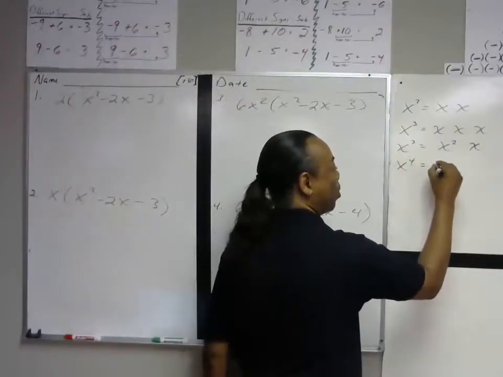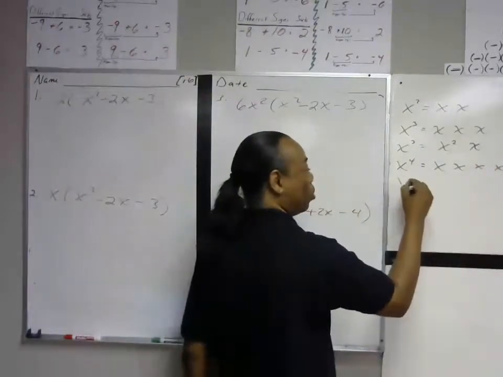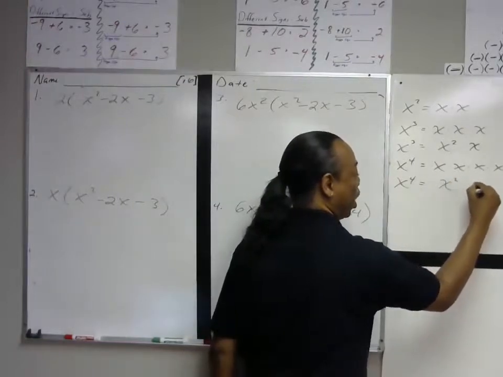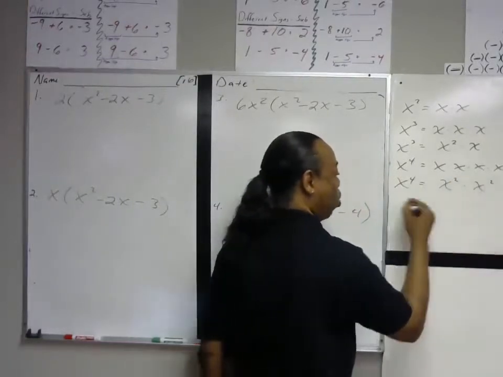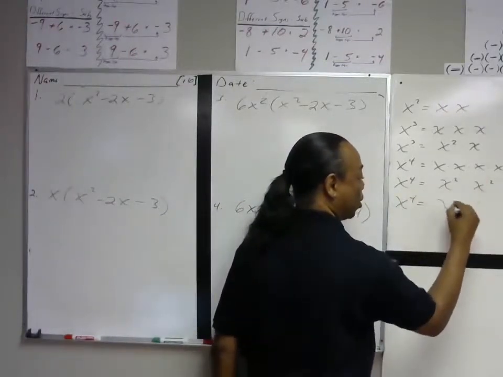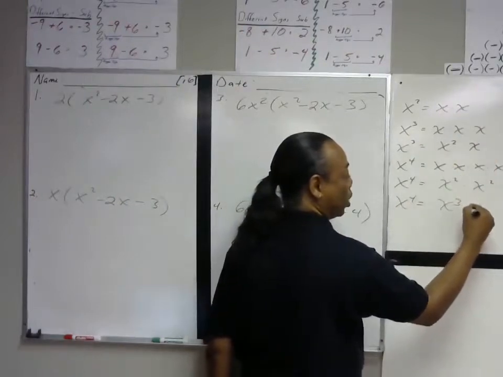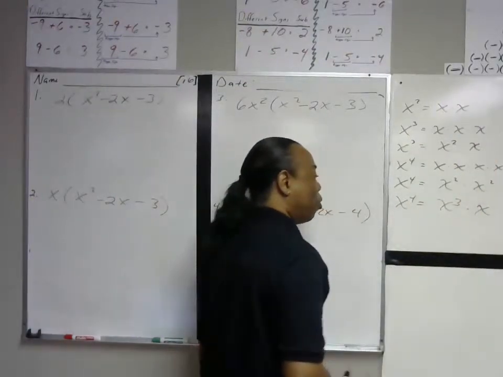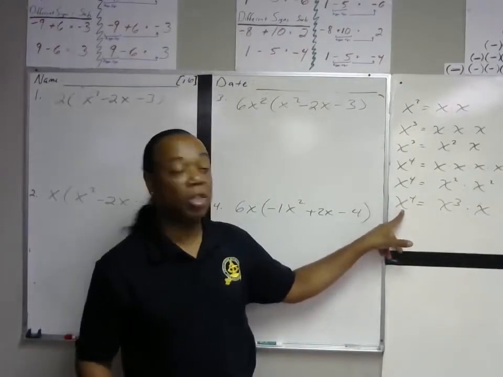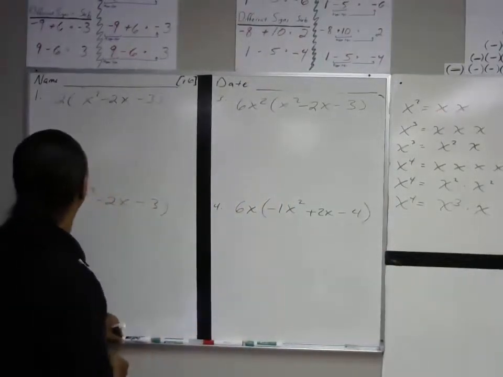X to the fourth can be derived from x times x times x times x. Or another choice, you can say that these can become x squared times x squared. Or x to the fourth can also be derived from x to the third power times x. So there are a variety of combinations that we can use to get these single exponential terms. Okay, so let's take a look.